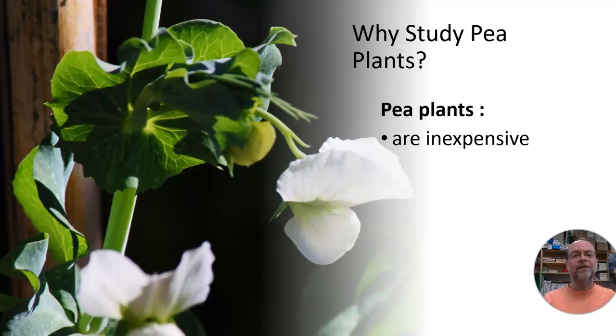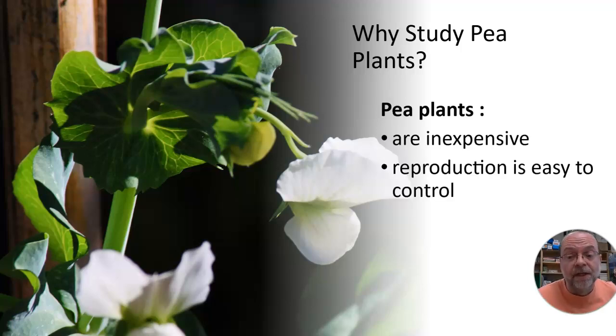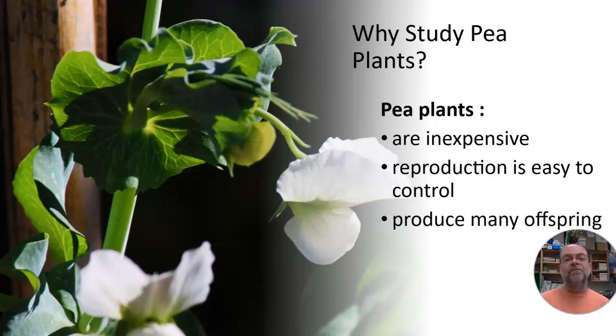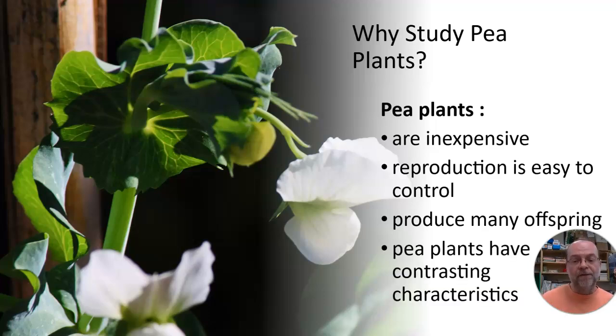Why do we study pea plants? Well, number one, they're cheap. Number two, reproduction is easy to control. We can breed, it's called crossing, we can breed certain pea plants and make sure that they don't breed with other plants. So we can bring out some desired characteristics, and you'll understand what that means in a few moments here. In addition, pea plants produce many offspring, and they have contrasting characteristics, which comes into play in the next few slides.